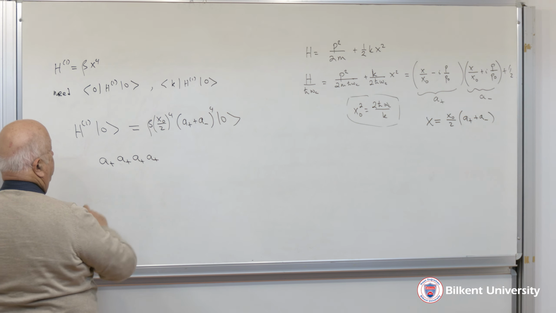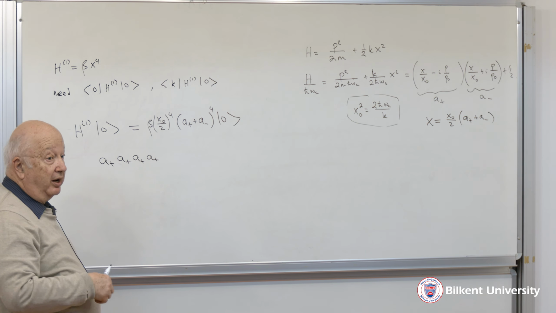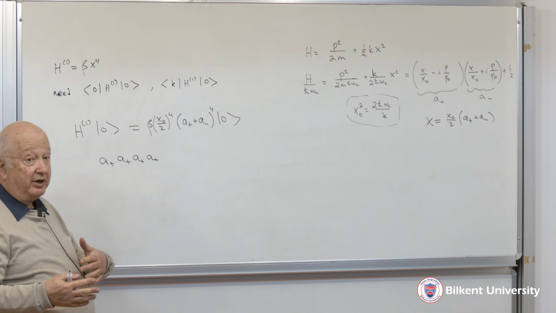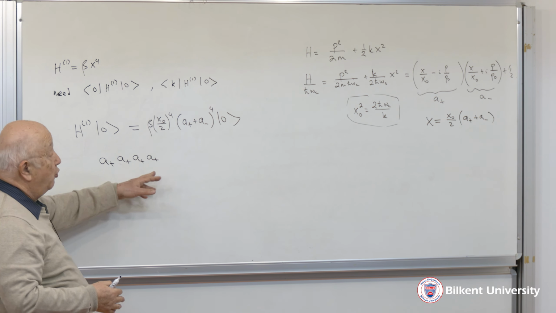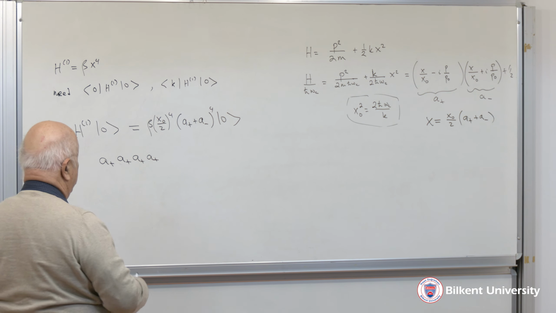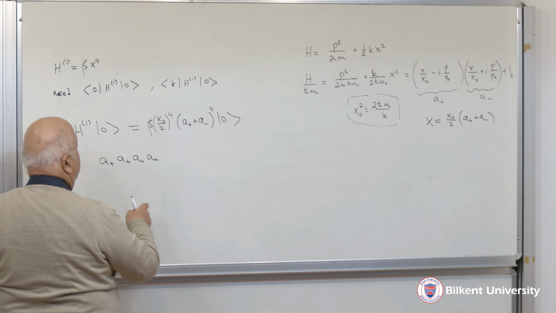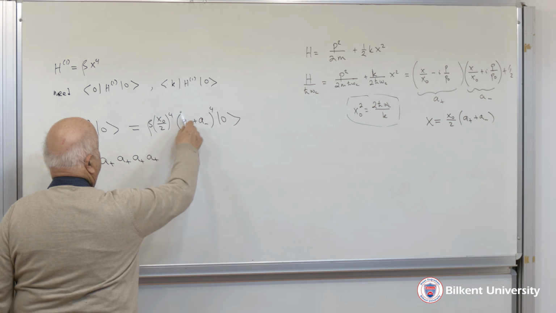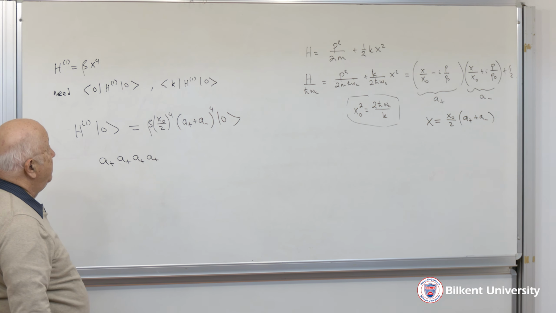Okay, so I can have all a pluses. I shouldn't have any a minuses on the right. In fact, I shouldn't have more a minuses at any point than a pluses on the right, otherwise I get 0. Okay, so that's one possibility when I take the 4th power of this.